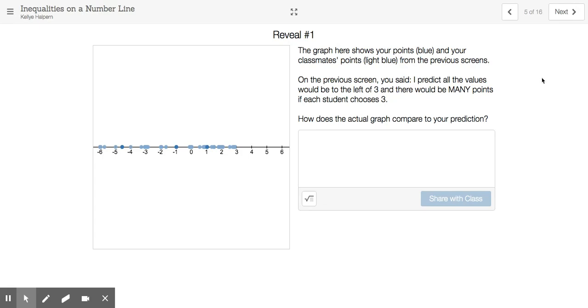For screen number 5, I see it revealed where all of the points were placed. Mine are dark and the others are light. How does it compare with my prediction? I would say it's correct. They are to the left of 3 and there were many points there.